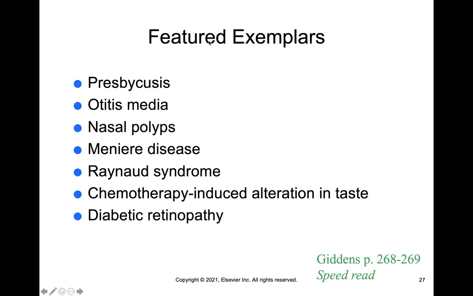So here's a list of featured exemplars from your Giddens text. Presbycusis is the term for age-related hearing loss. This is our typical hearing loss we're going to see in our elderly population where there's no specific cause other than the fact that the patient is aging. Otitis media, meaning middle, is this inner ear infection that we most commonly see in children. It's defined by pain and sometimes a fever, and can oftentimes be resolved through things like antibiotics.